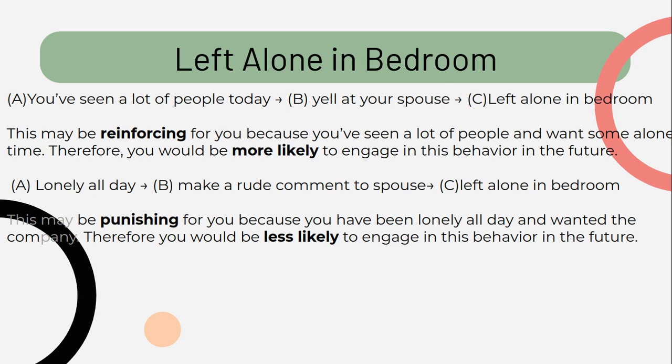But let's say, on the other hand, that the antecedent is that you've been lonely all day and you haven't seen a lot of people. But the behavior you engage in is that you make a rude comment to your spouse, and the consequence is again that they leave you alone in the bedroom. This one might be punishing for you because you've been lonely all day and you actually wanted to have that company. So therefore, in the future, you'd be less likely to make a rude comment.